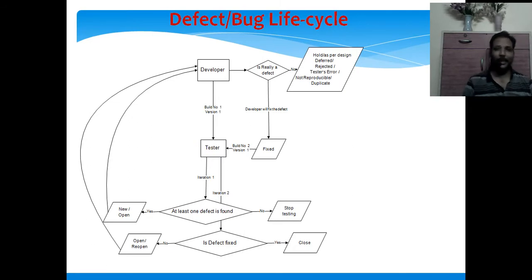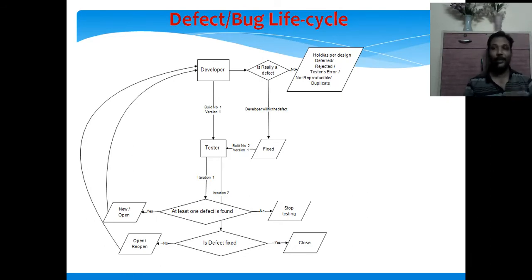Somebody will call it the iteration, or somebody will call it the iteration, both are the same. Okay, so in the first iteration, iteration 1, first they will be executing all the test cases. Suppose that I got a defect. What I have to do is write the defect in a separate document called the defect report or defect profile document.